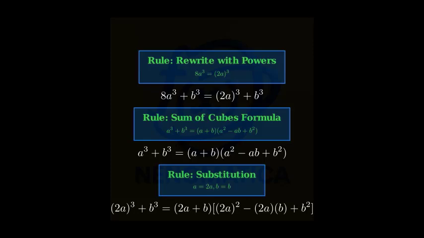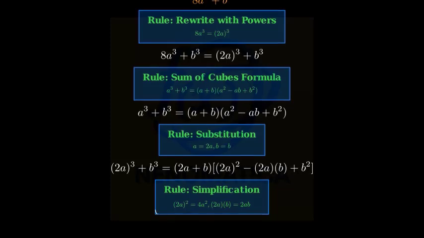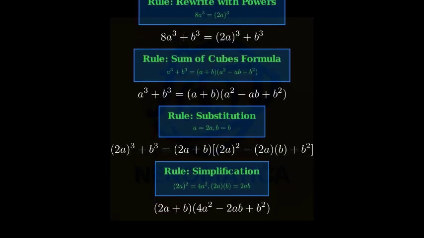Now, let's simplify the expression inside the brackets. (2a) squared equals 4a squared. And (2a) times b equals 2ab. So our expression becomes (2a plus b) times (4a squared minus 2ab plus b squared).